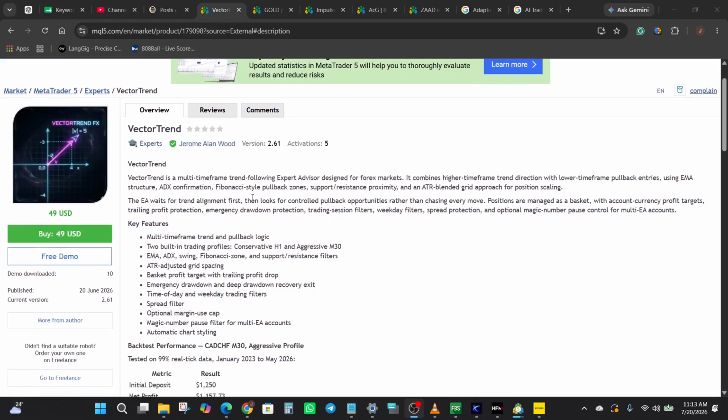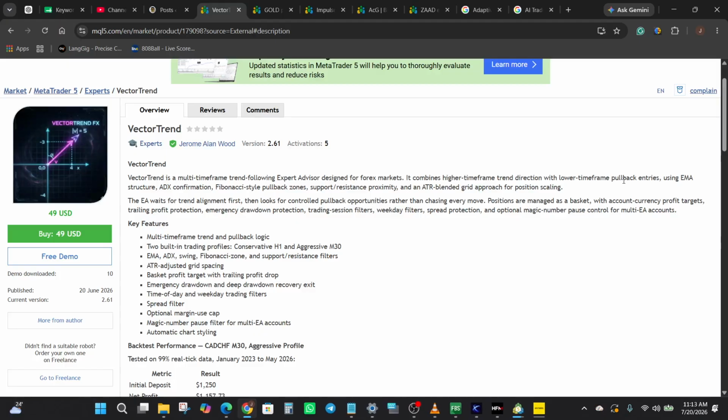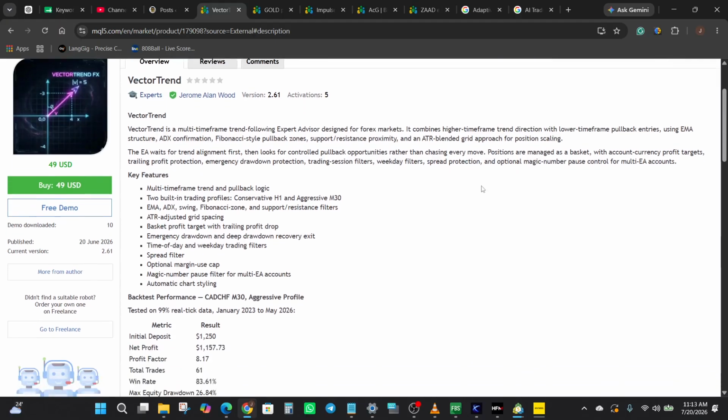Scrolling into the description, this is a multi-time frame trend following expert advisor for Forex. It combines higher time frame trend detection with lower time frame pullback entries using EMA structure, ADX confirmation, Fibonacci style pullback zones, support and resistance proximity, and an ATR blended grid for position scaling. Positions are managed as a basket with account currency profit targets and trailing profit protection.